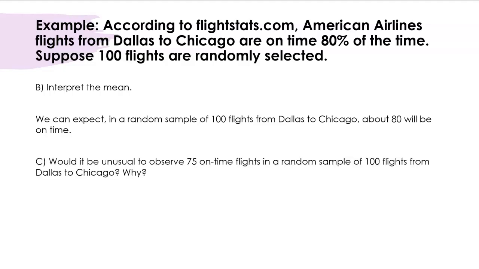And then the next question is, would it be unusual to observe 75 on-time flights in a random sample of 100 flights from Dallas to Chicago, and why? All right. Now, in order to answer this question, we need to know the distribution of the data. One thing you could do is graph the data and see, is it symmetric, or is it skewed left, or is it skewed right?